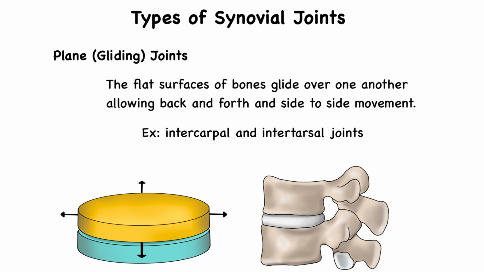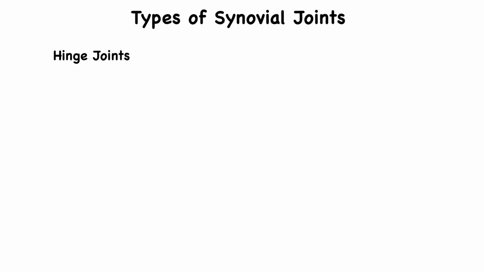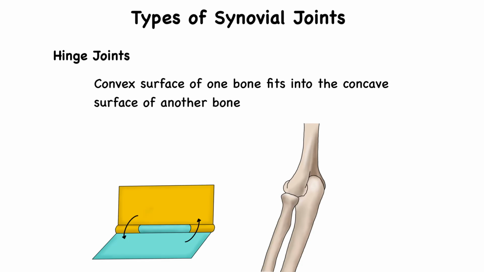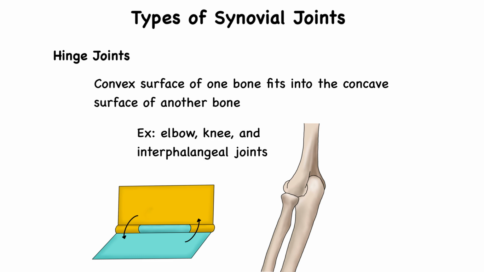The next are hinge joints. This is where the convex surface of one bone fits into the concave surface of another bone. Their motion is similar to a door opening and closing on its hinge. Examples include the elbow, knee, and interphalangeal joints.